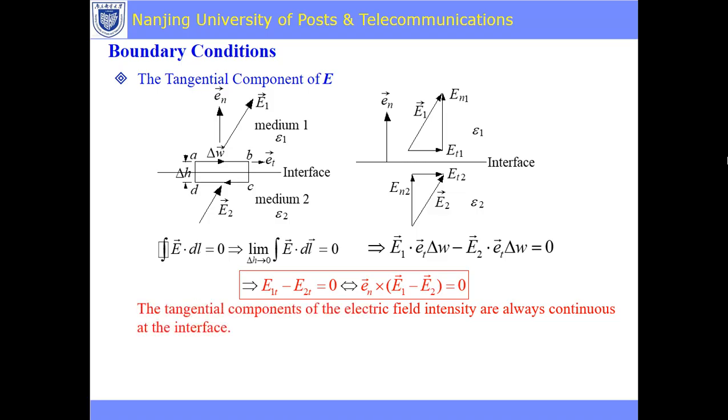Again, here that is equal to 0, which means what? The tangential components of the electric field intensity are always continuous at the interface, at the boundary. What does it mean that they are continuous? Okay, it is 0, fine, but let's explain it further.